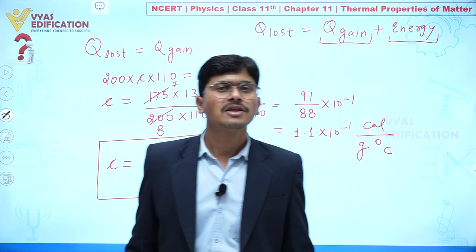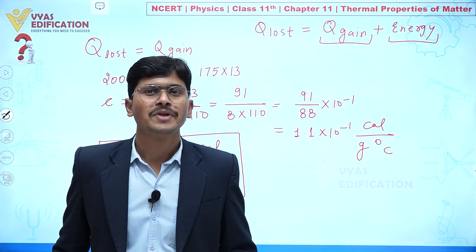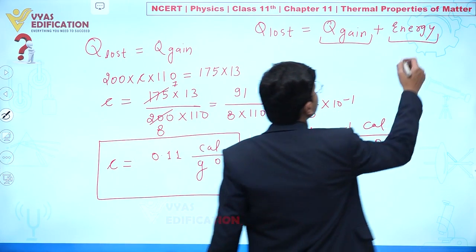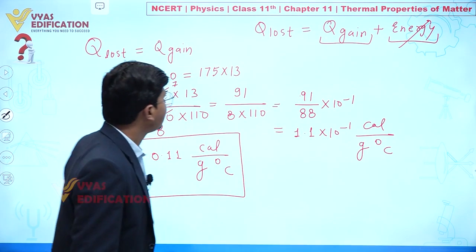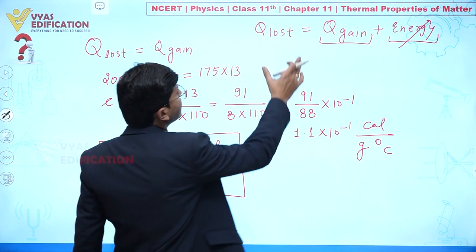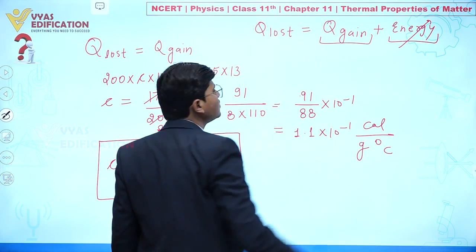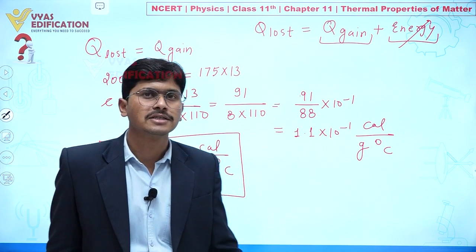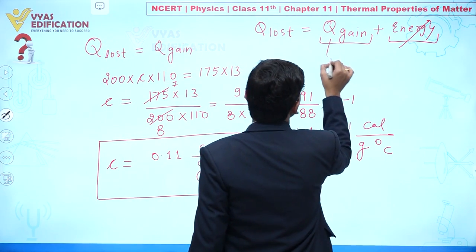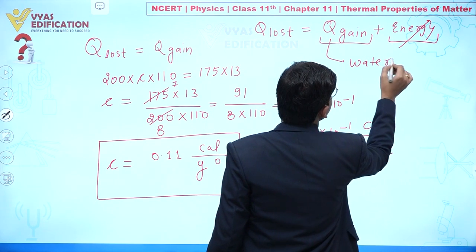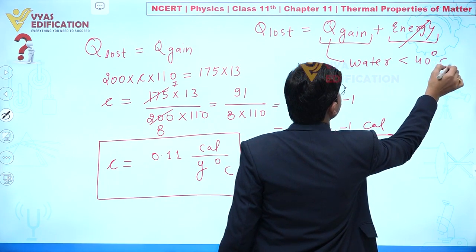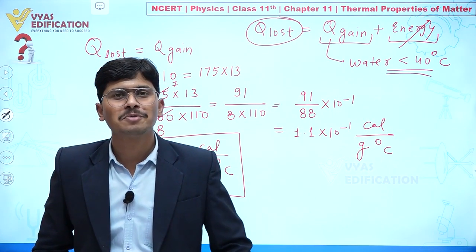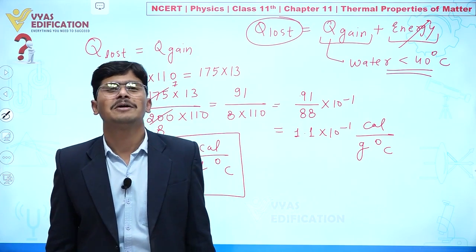So I can say the value of specific heat remains the same. If some energy is going into the surroundings, then all the heat that is lost by this block is not utilized to increase the temperature of this water up to 40 degrees Celsius. At that time, the temperature of the water rises to below 40 degrees Celsius. Clear to everyone? But the specific heat of the copper block remains the same because it is a property of the material. Clear? So this is all about this question.